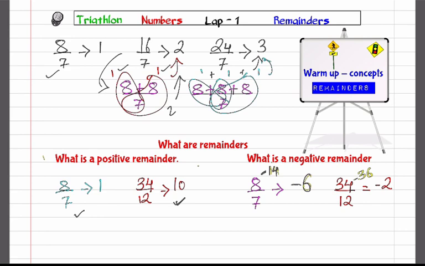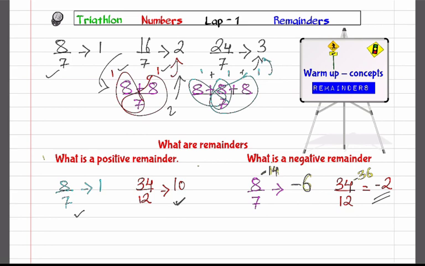Let's identify a negative remainder for 34 divided by 12 as well. Take the multiples of 12, go beyond 34. 12 3s are 36 and I subtract that number. 34 minus 36 is nothing but minus 2, and that is my negative remainder. Okay, we are still in the warm-up problems related to remainders.